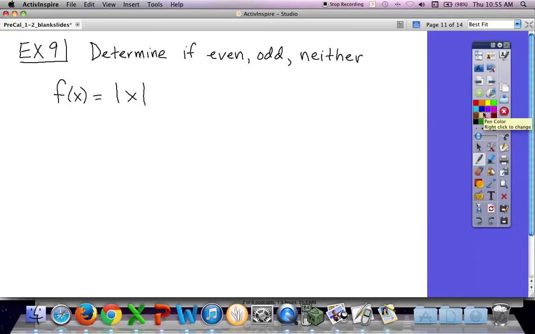So here's an example, right? Determine if even, odd, or neither. Well, f of x equals absolute value of x. What's the shape of that graph? You know this one. You've used it before. It's a V, right? This one looks like that. I mean, just looking at the graph, would you think that that's even, or odd, or neither? It's even. It's symmetric with respect to the y-axis, right?